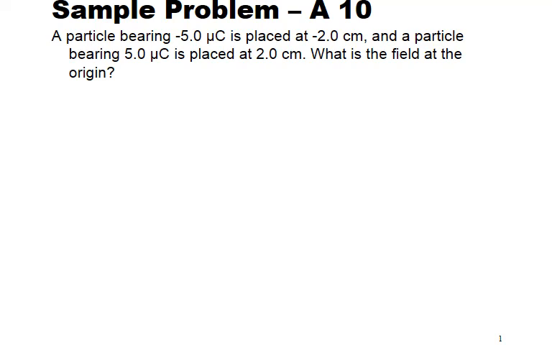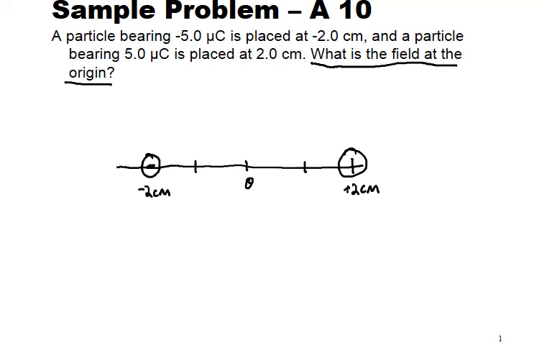All right, so let's say that we have a negative 5 microcoulomb charge at negative 2, and a positive charge at positive 2, and we want to find what the field is here at the origin. Just like we did before, we pretend like one's not there and we calculate the field, then we pretend the other one's not there, calculate the field, and we can figure it out.